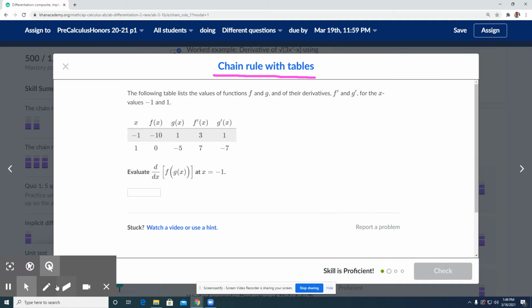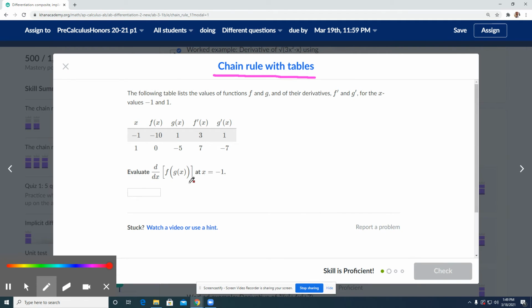Okay. A little bit worded a little bit different. The following table lists values of functions f and g and of their derivatives f prime and g prime for the x values of -1 and 1. And then they want us to evaluate this derivative at x equals -1. So we'll go ahead and do that.